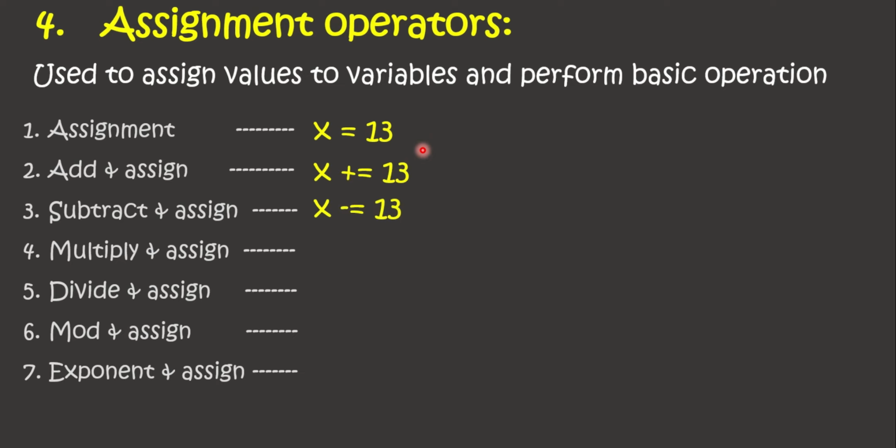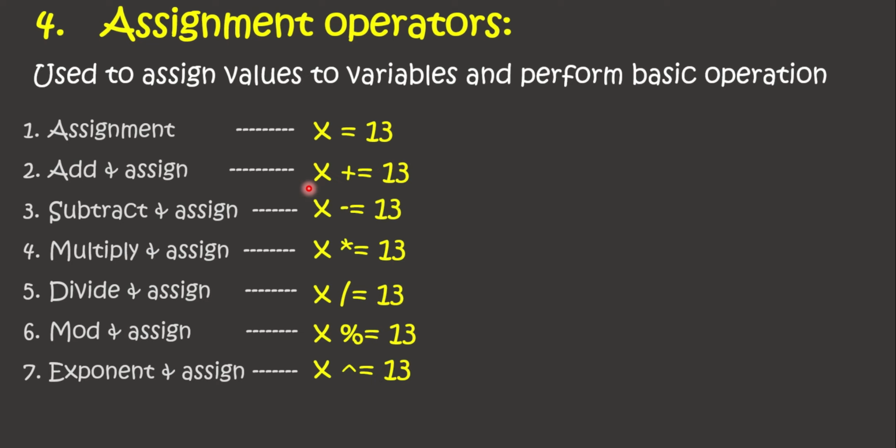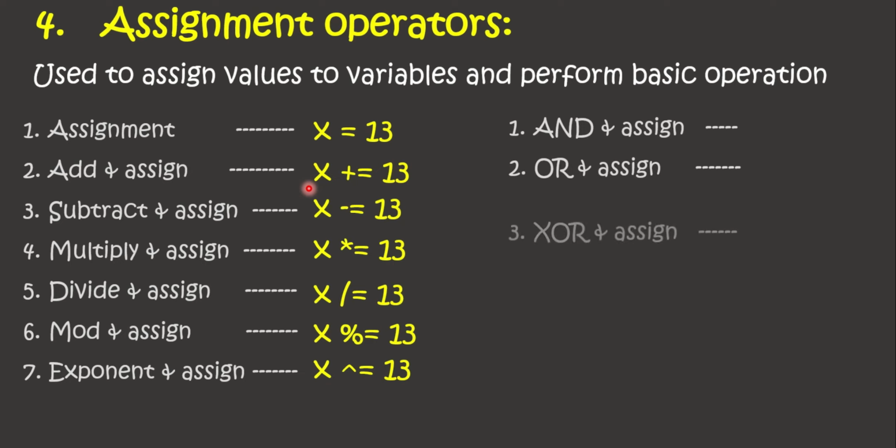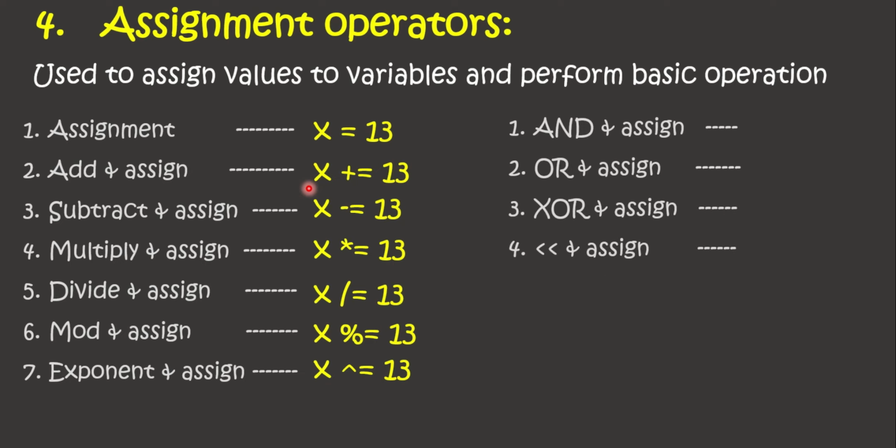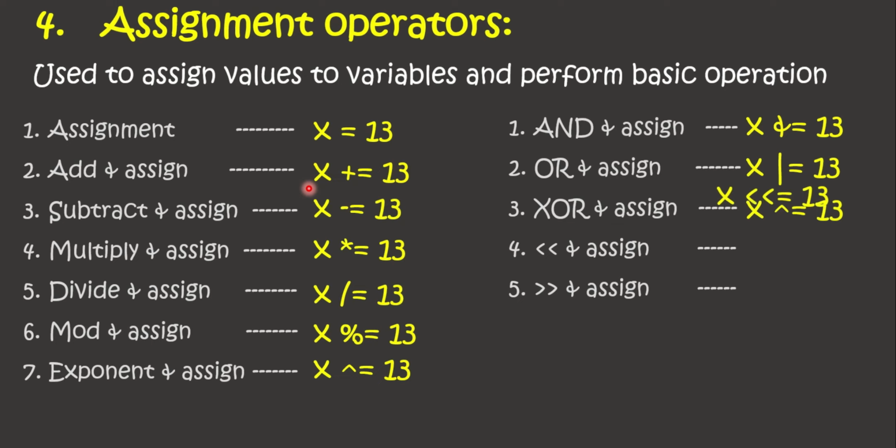For subtraction and assign, you could write minus equals 13, star for multiply and assign, slash for divide, and mod, that is the percentage sign, and then for exponent we have this sign equals 13. Don't worry, for now I will explain this using code. We could also do or and assign, XOR and assign, right shift and assign, left shift and assign. So these are the examples of all of these: right shift and left shift.